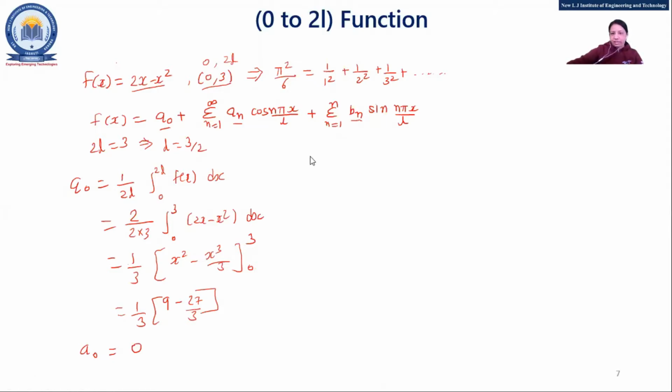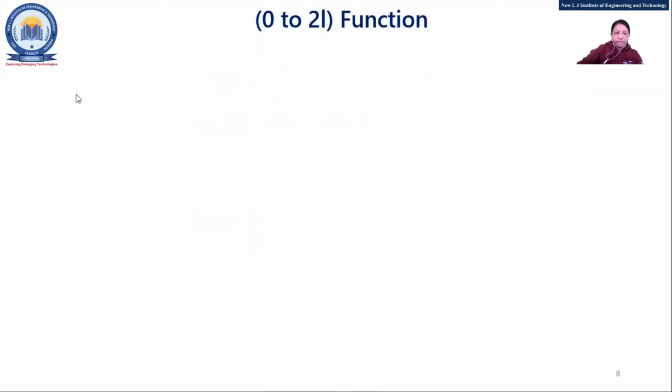Now AN. We'll count in the next page. AN equal to 1 upon L, 0 to 2L, fx cos n pi x by L. See, take care about this. The L is in the denominator of only this, right? N pi x by L dx.